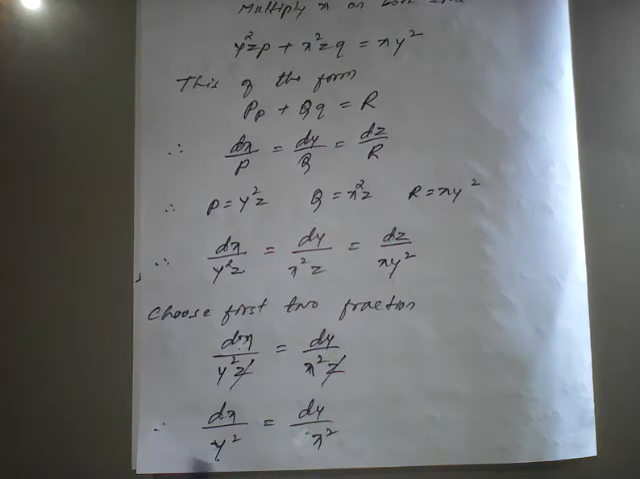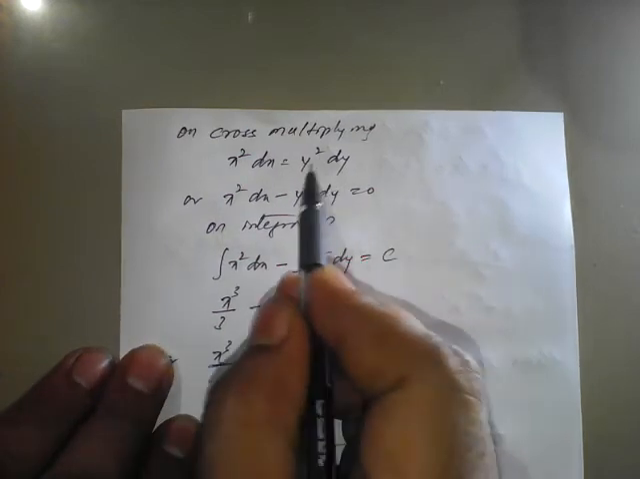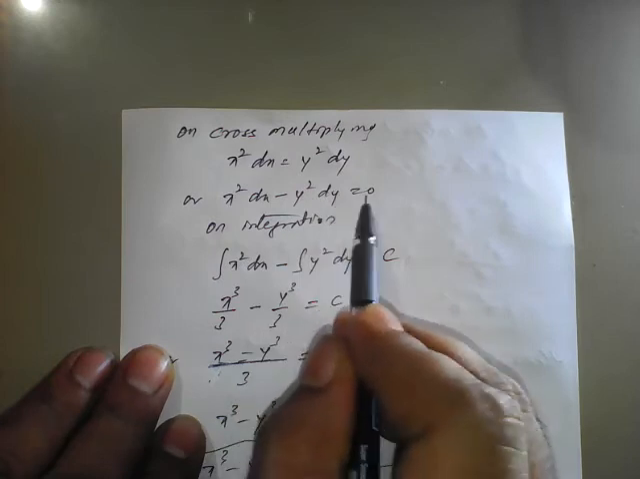Now we need to simplify by the variable separation method, which means x should be multiplied with dx only and y should be multiplied with dy only. So this y square will cross multiply here, this x square will cross multiply here. So we get x square dx is equal to y square dy, or take this y square dy inside, so it becomes x square dx minus y square dy is equal to 0.